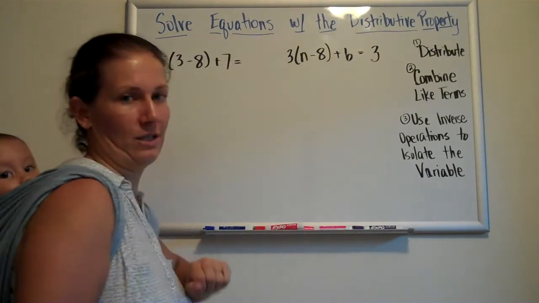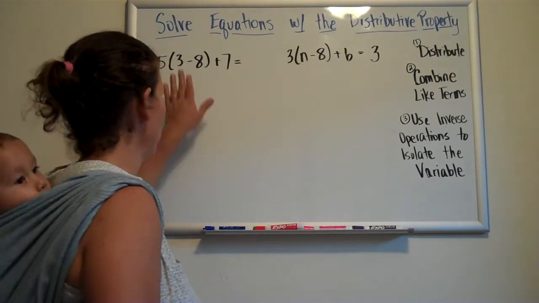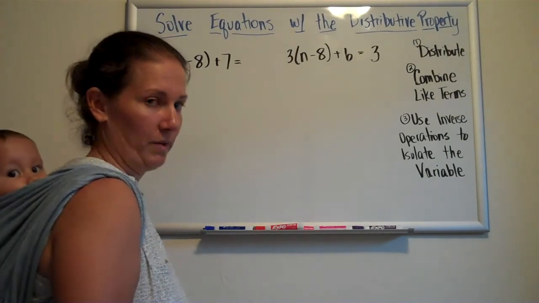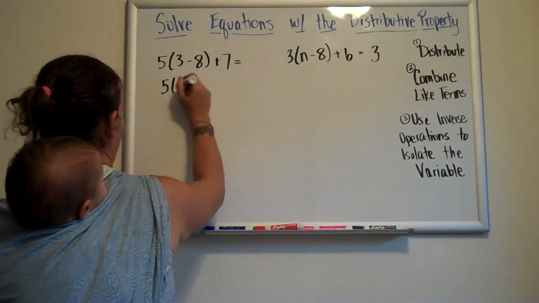So if I'm solving this equation, I of course am going to follow order of operations, and I'm going to start by looking at my parentheses. Inside these parentheses we have 3 minus 8. So I'm going to go ahead and do that first. So 3 minus 8 is going to give me negative 5.